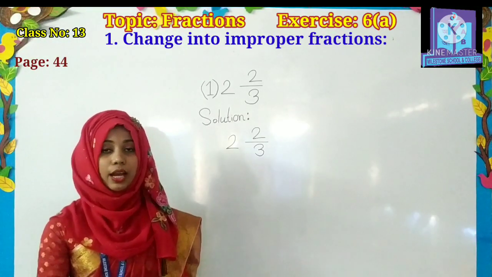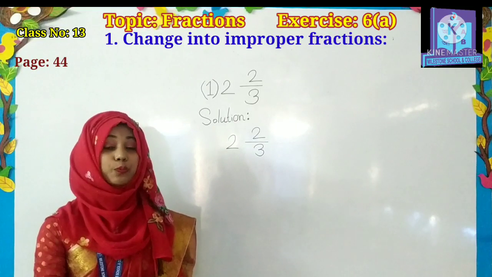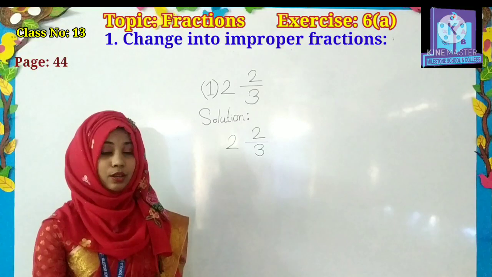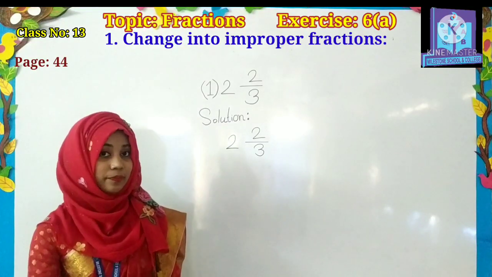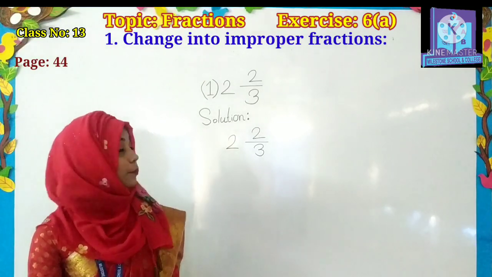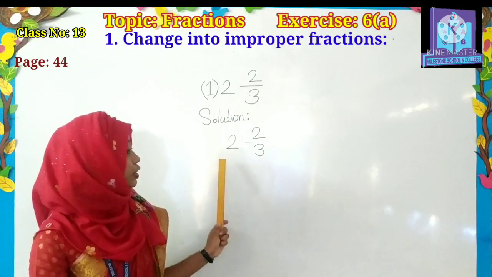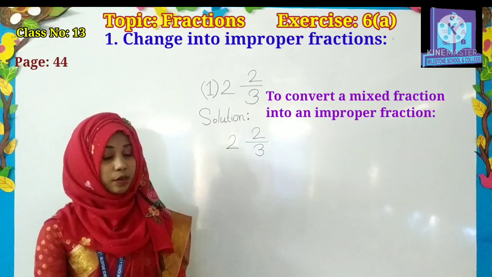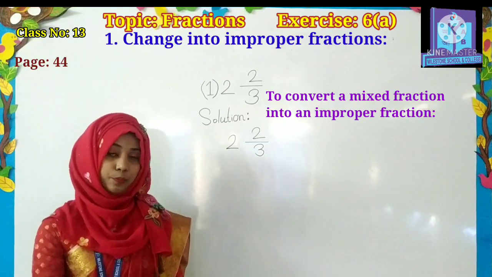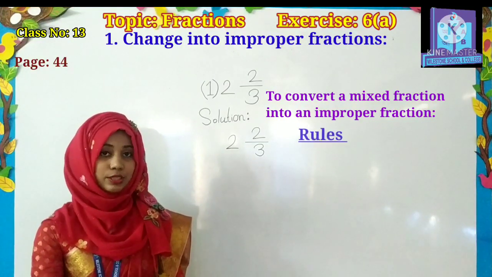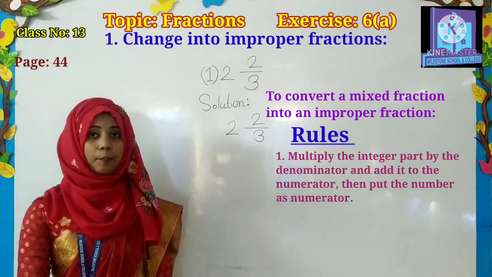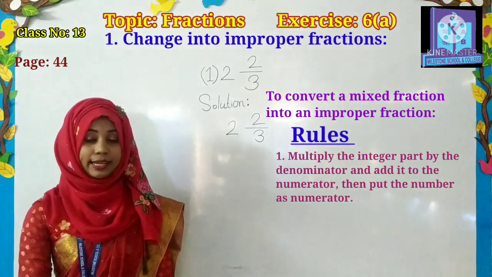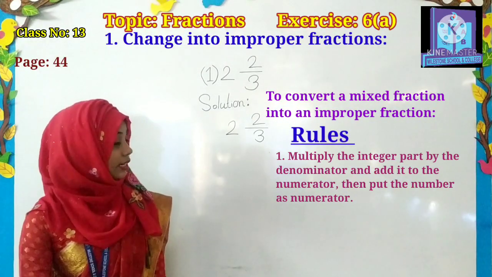Dear students, now we will solve question number 1 of problem number 1. 2 whole 2 by 3. What is the fraction name? Yes, this is mixed fraction. 2 is whole number, 2 by 3 is proper fraction. To convert a mixed fraction into an improper fraction, here are some rules. Rules number 1. Multiply the integer part by the denominator and add it to the numerator. Then put the number as numerator.